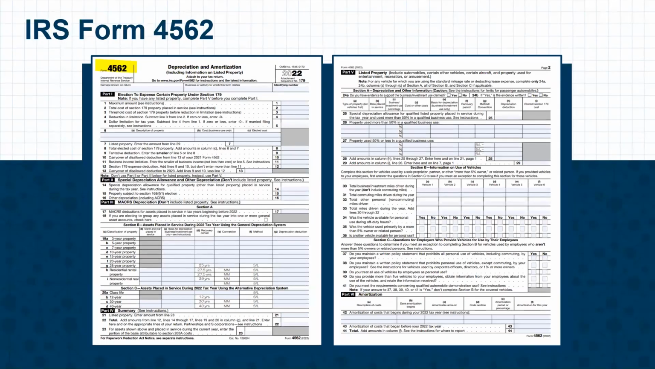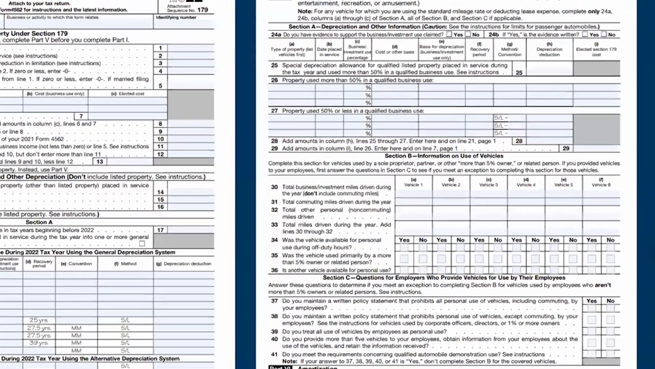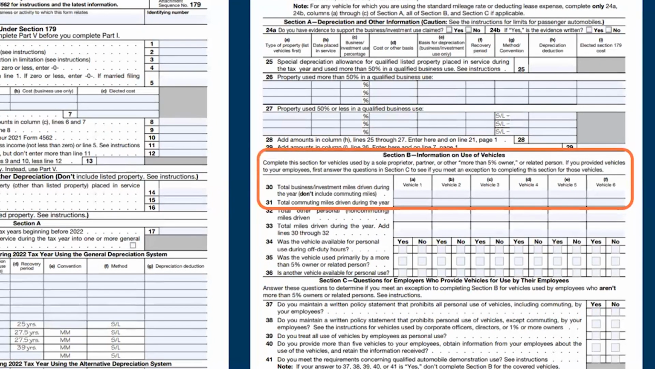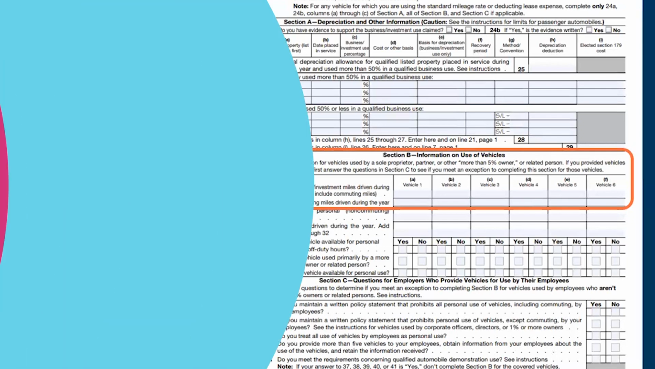4562. The business miles for a fleet of vehicles will be reported on IRS Form 4562 on line 30. In that case, you will need to add up all of the business miles reflected here for each vehicle. We will talk more about the calculation of mileage depreciation in an upcoming video.